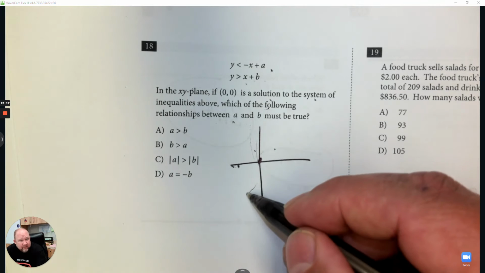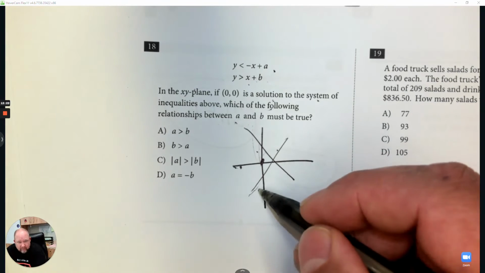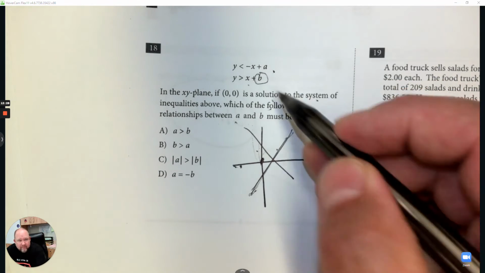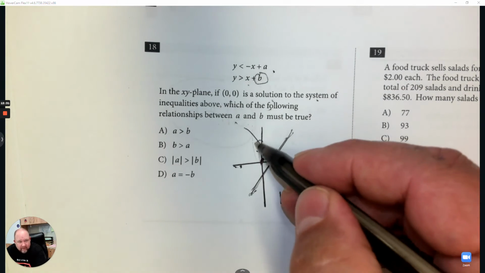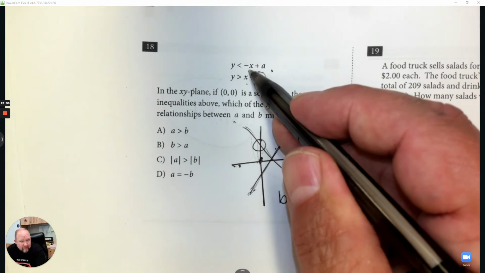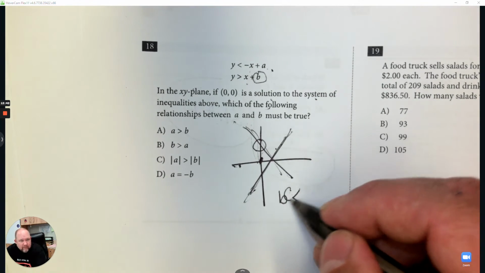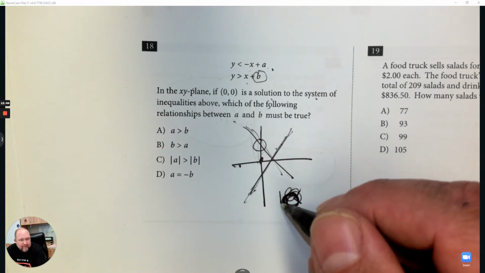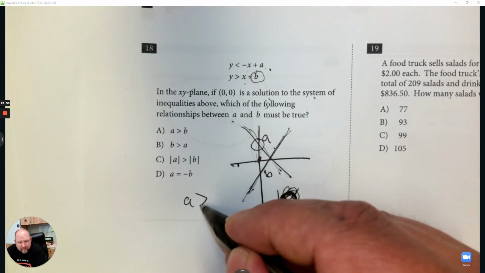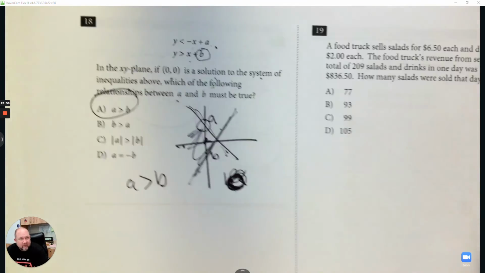So one has a positive slope, and the other has a negative slope. And so the one that has a positive slope, this must be less than this that has a negative slope for (0, 0) to be an answer. It has to be in between them. So for the negative slope, the y-intercept must be higher, and this one must be lower. So the negative slope, if that's a, and this is b, a must be bigger than b for this to work. So the answer is A. That one's a tougher one.